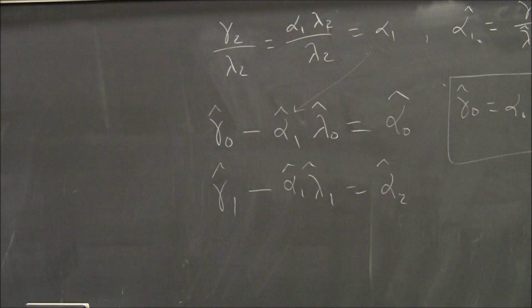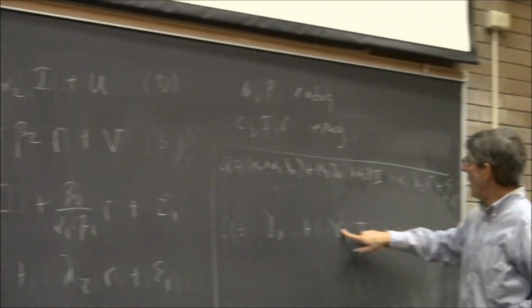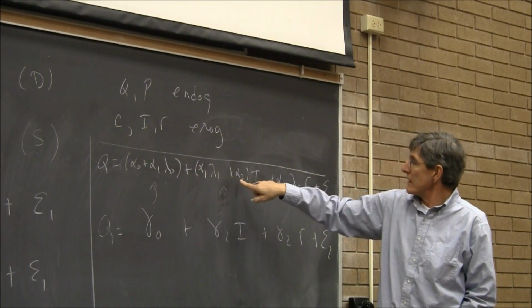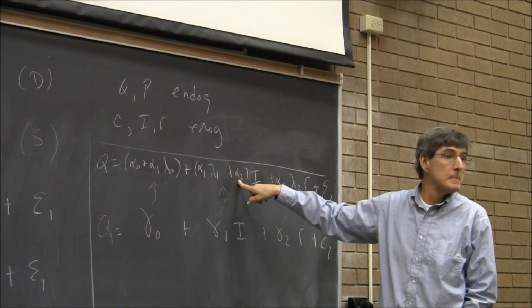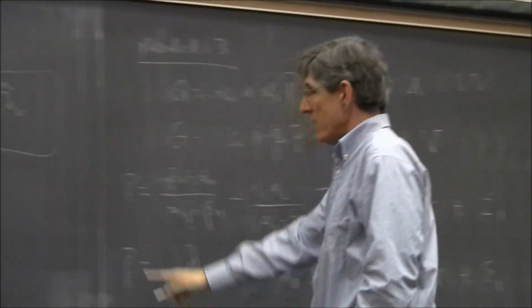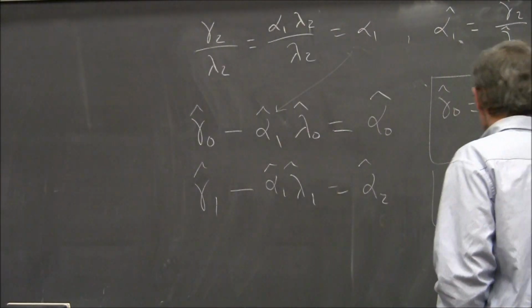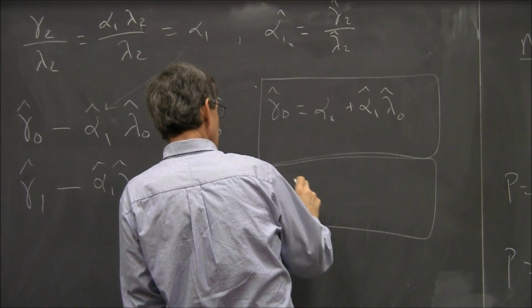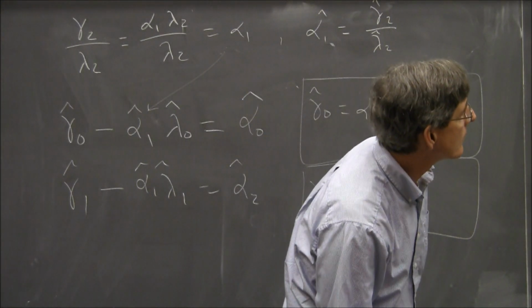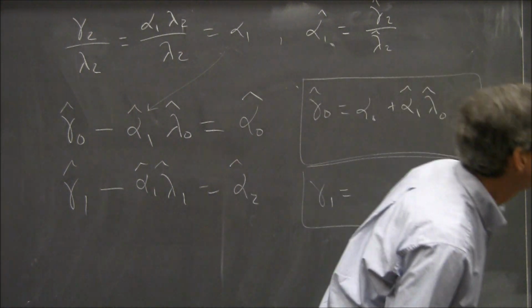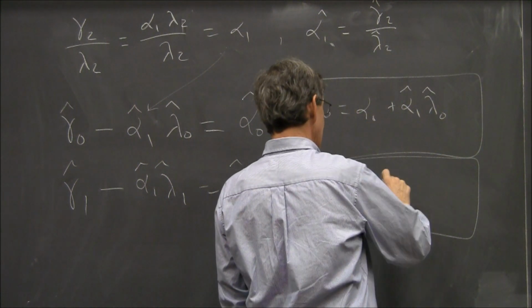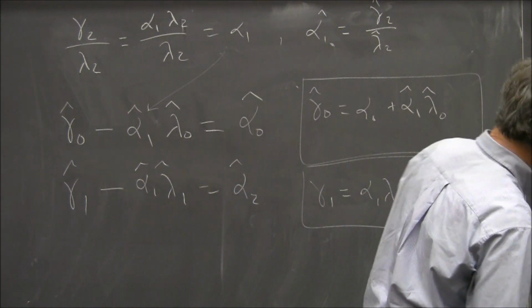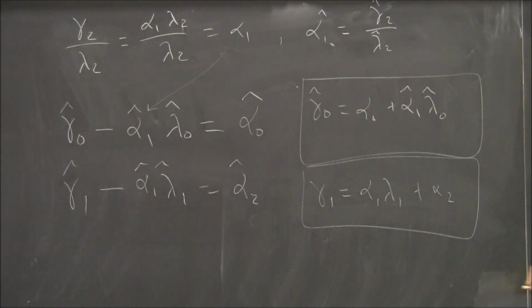Now we're just using this equation right here. That gamma 1 equals that. And I know that and that, so I can get that. This just uses the definition of gamma 1 is equal to alpha 1 lambda 1, plus alpha 2. That's just this definition right here. So that isolates alpha 2.